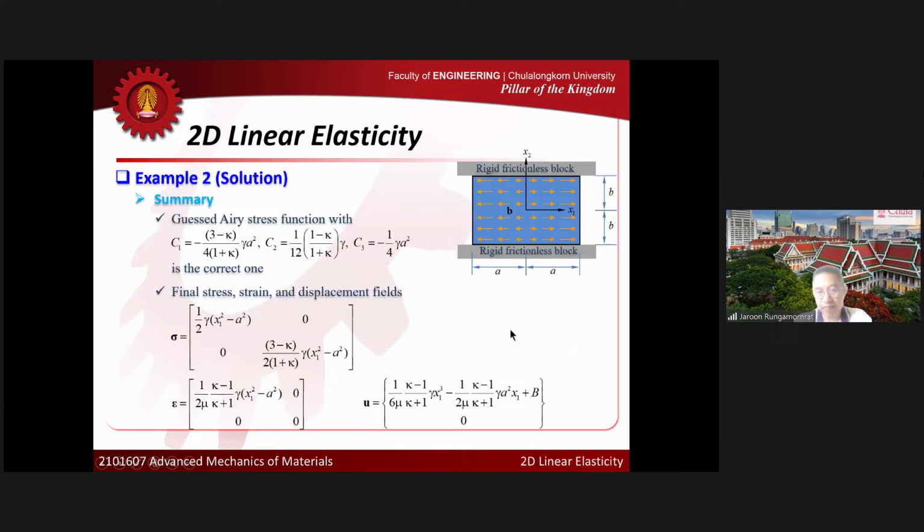Do you have any question about anything here? We are done with this problem, and I think I showed enough examples for you for solving problems using the inverse technique for the Airy stress function scheme.